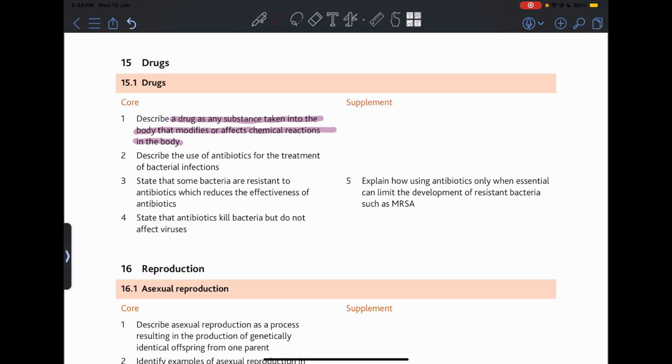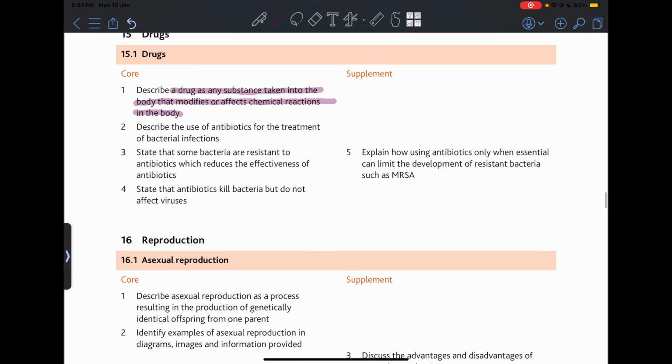Describe the use of antibiotics for the treatment of bacterial infections. So you have to know that we can use antibiotics for the treatment of bacterial infections only. You don't use them for viral infections, which are caused by viruses.